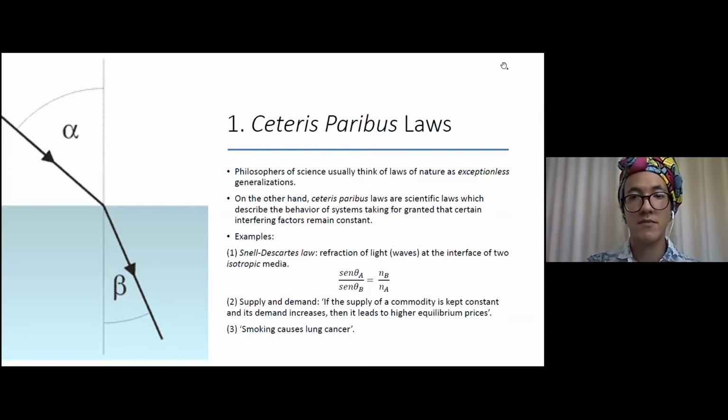So the first conclusion we can draw from this brief definition and outline is that Ceteris Paribus laws are present in different branches of science, not only special sciences, but also physics.